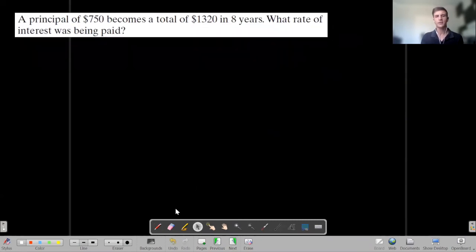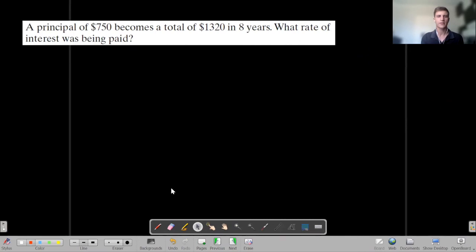So a principal of 750 becomes a total of 1320 in 8 years. What rate of interest was being paid? Okay, so we have to be very careful here. So we know what the principal amount is. Let's just move this. So this is P.